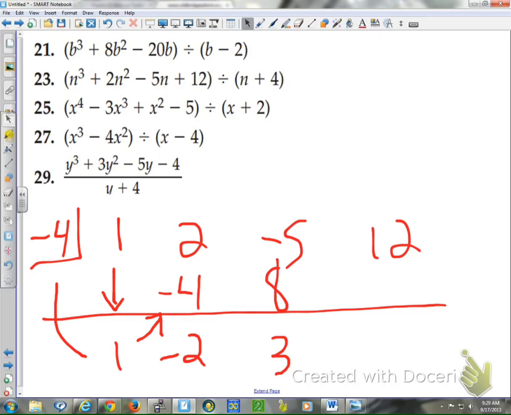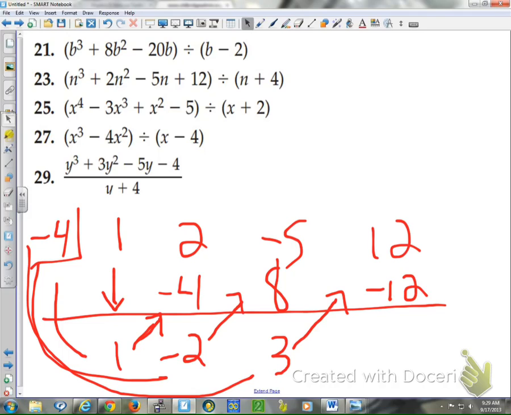What's negative 4 times 3? Negative 12. Everything below the line you multiply by what's in the box. That's where these numbers are coming from. Negative 4 times 1 was negative 4. Negative 4 times negative 2 was 8. Negative 4 times 3 is going to go here. It's kind of a flow chart. And then 12 plus negative 12 is 0. No remainder, which means it divides evenly.